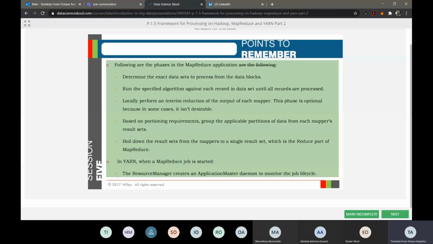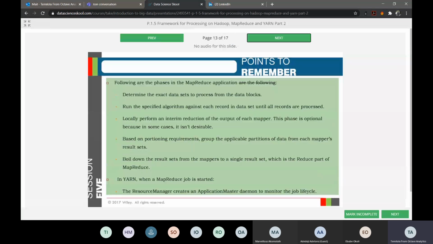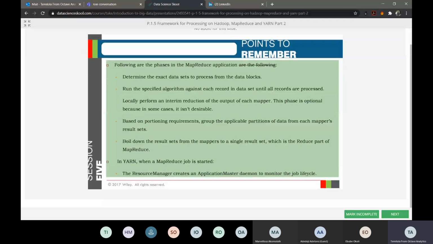So why do we call it Yet Another Resource Negotiator? Let's say we have an application now in our Hadoop ecosystem that wants to run now.